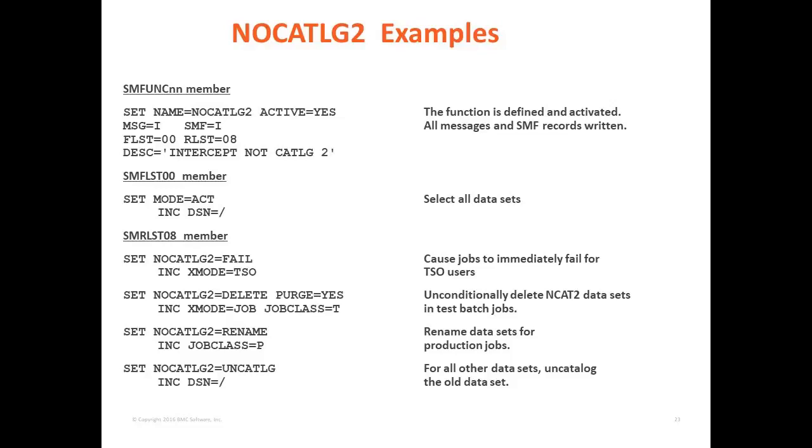In the RList, the first action is to fail all jobs for TSO users who attempt to allocate a duplicate dataset. The next set statement is to delete with a purge all duplicate datasets in batch jobs with a job class of T. The next set statement is to rename the duplicate datasets in jobs with a job class of P. The last set statement is to just uncatalog all duplicate datasets.